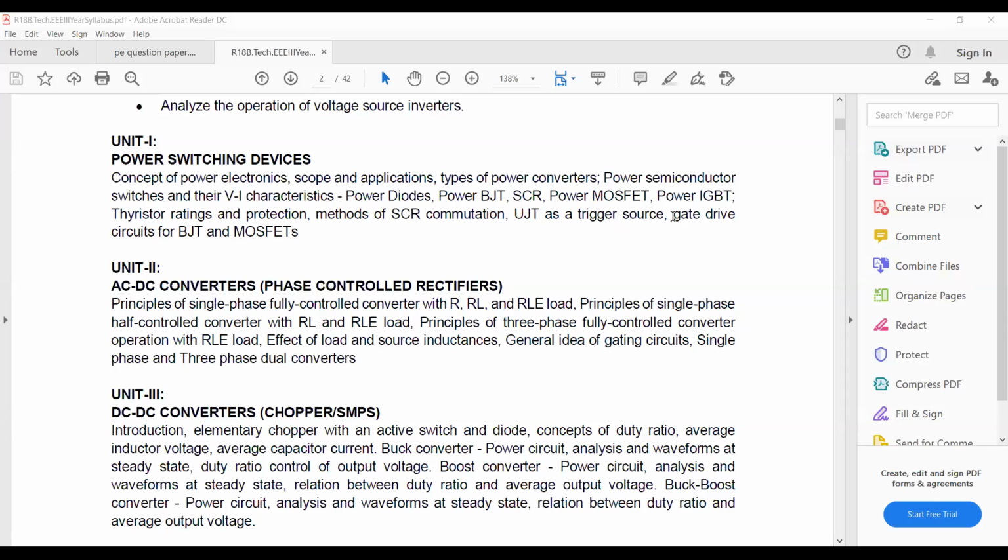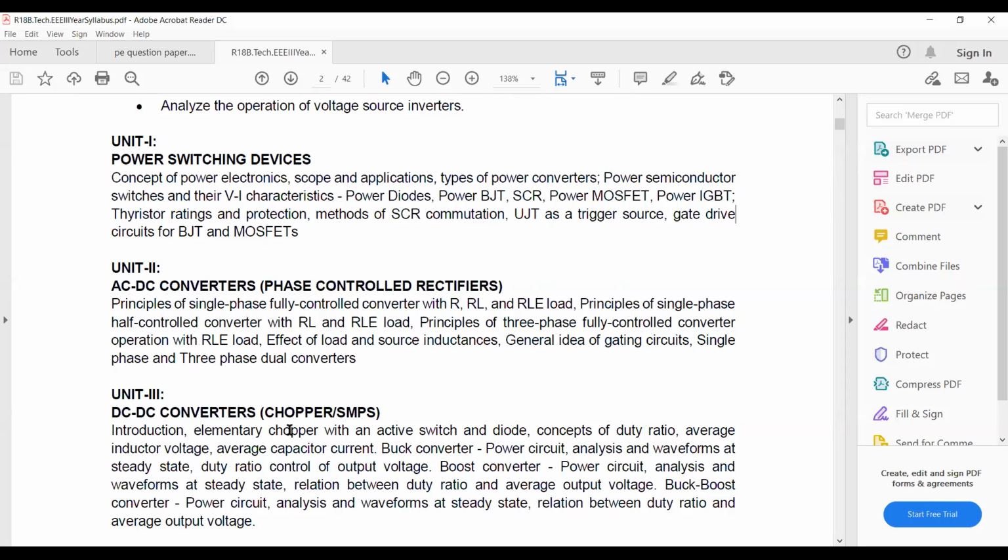So today's class, we concentrate on gate drive circuit for BJT and MOSFET, okay? Then we finish these first two units. If any student can put in the chat box any topic we are missing, okay? General idea of gating circuits and gate drive circuits resembles the same only, okay? So gating circuits, UJT circuit will be similar, right? But now we just move on to today's topic, which is gate drive circuits. Very next class we start the choppers, okay?